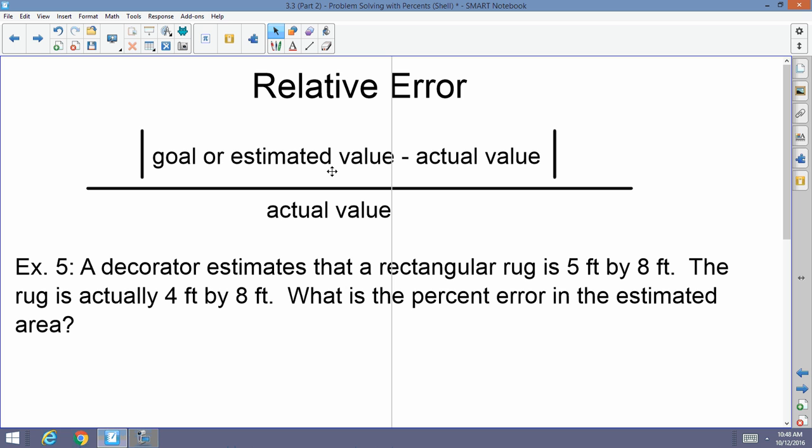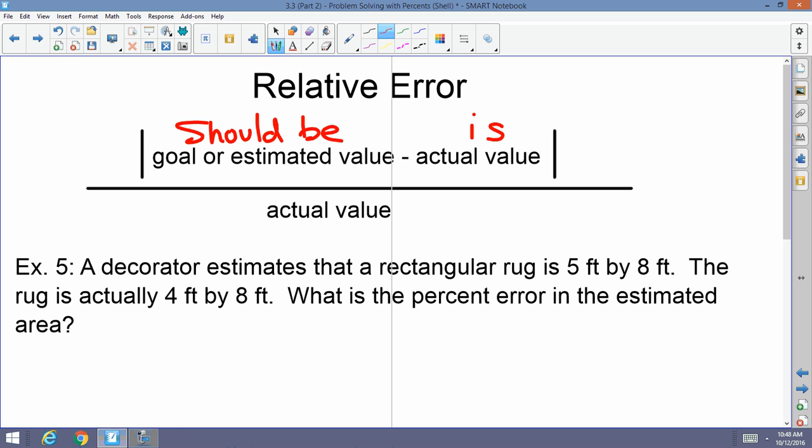And the formula is the goal or estimated value, basically what it should be, minus the actual, minus what it is. I always tell you guys it is what it is. Well, it's what it should be minus what it is, divided by what it is. Okay?